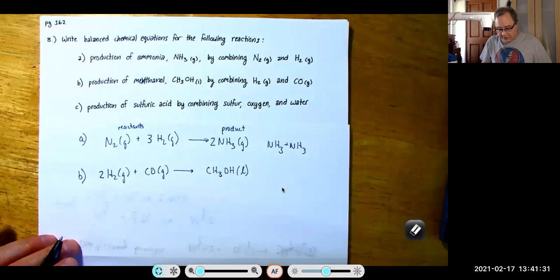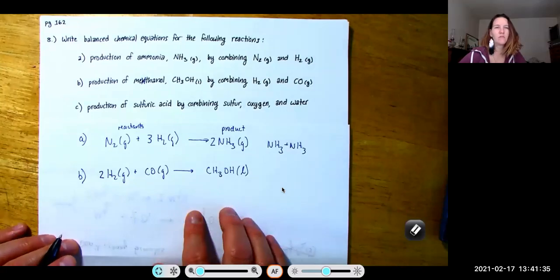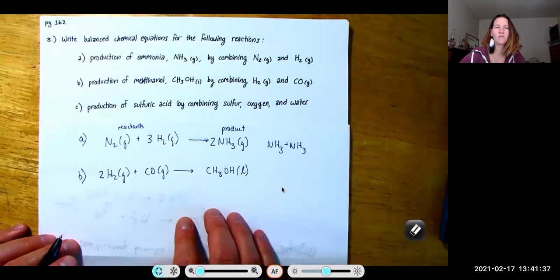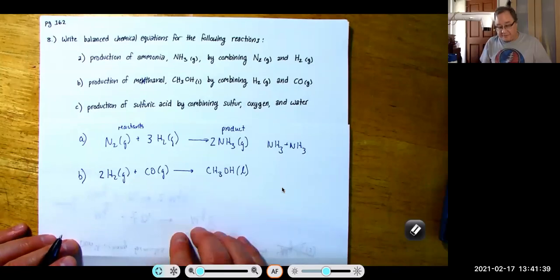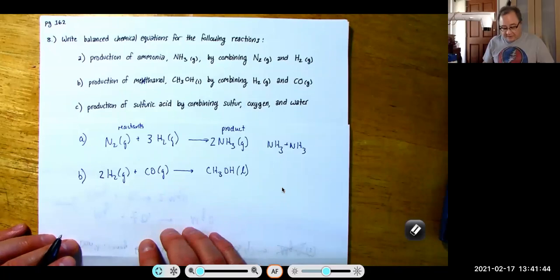Now, how many carbons on the left? 1. How many on the right? 1. Good. How many oxygens on the left? 1. And how many on the right? 1. We're done.